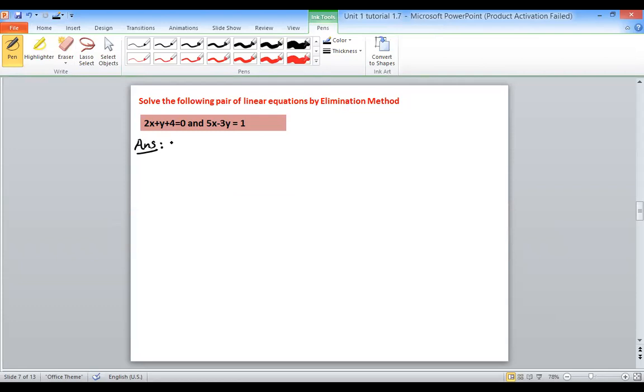Your first equation is 2x plus y plus 4 is equal to 0. You must arrange it like this: always you can write your constant behind the equal to. So your 4 becomes negative. And your second equation, there is no change because you already have a constant behind the equal to. Say equation number 1 and equation number 2.